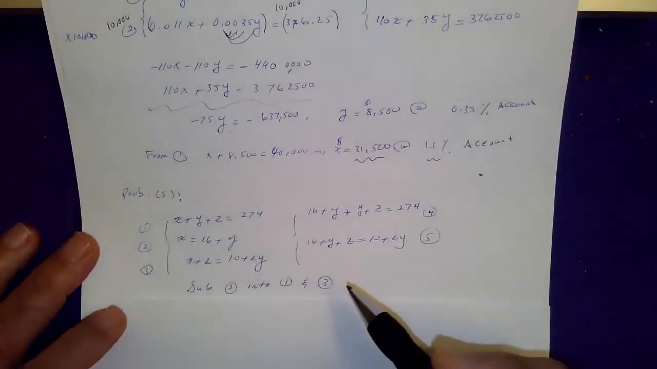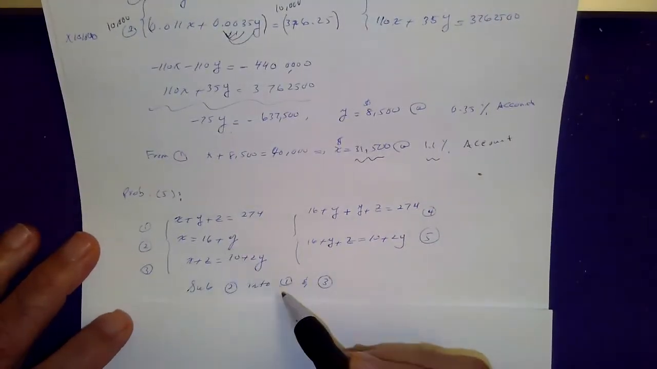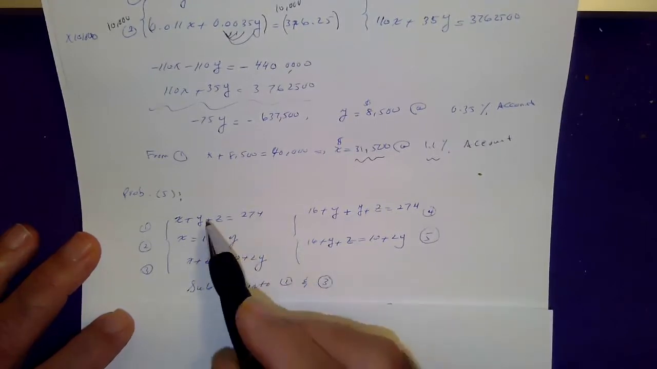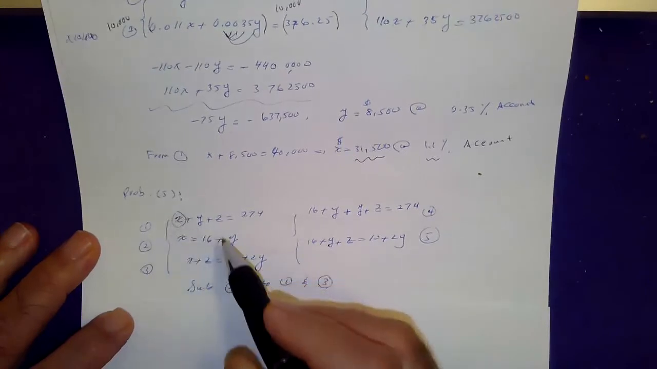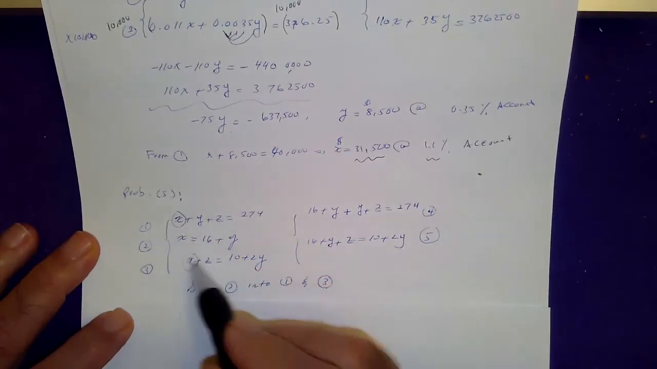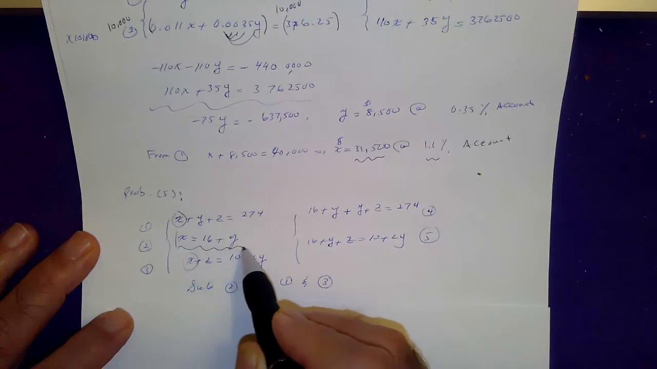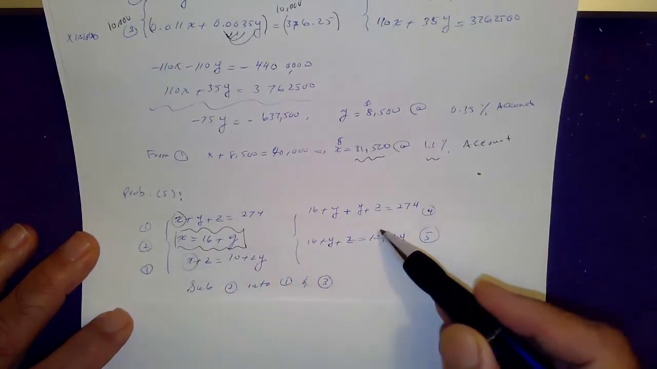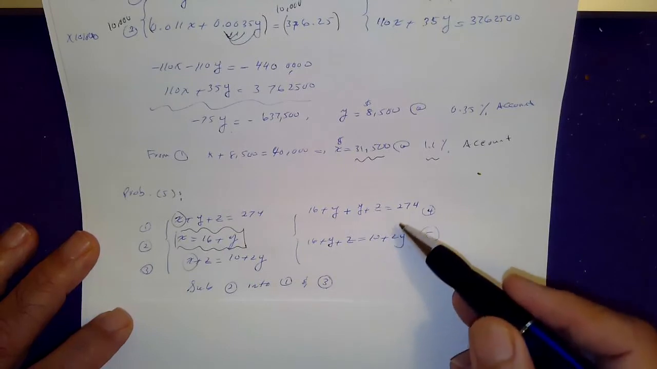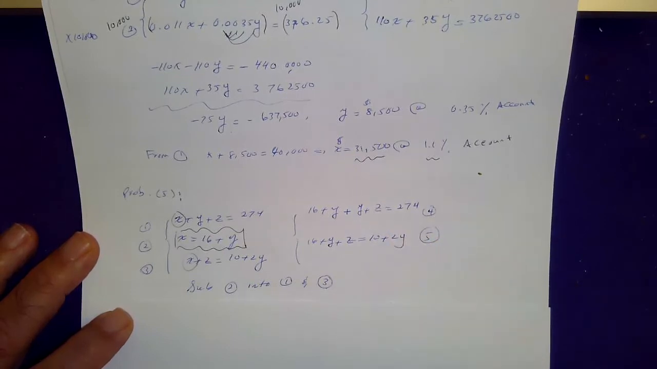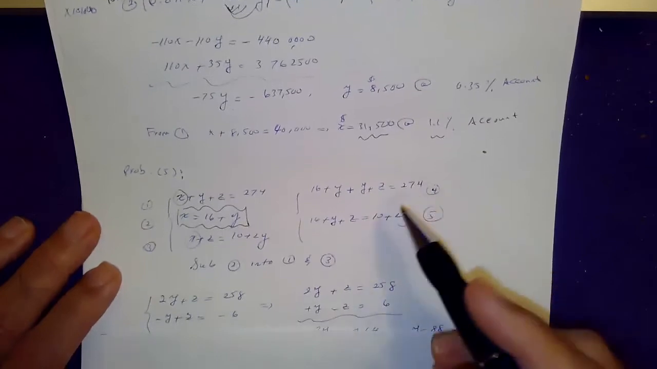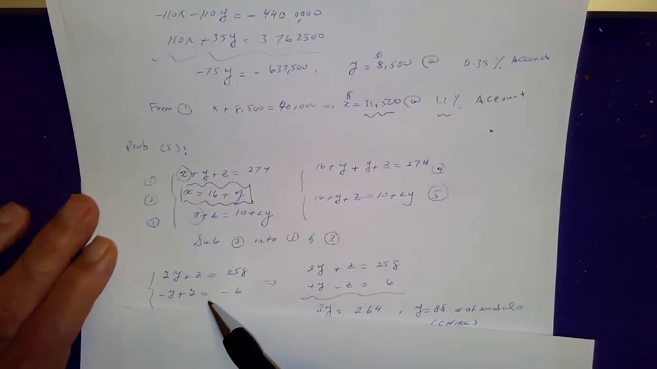What I did, I substituted equation number 2 into equations 1 and 3. So I went to equations 1 and 3, and I replaced the X's with 16 plus Y, and this is what I came up with. So no more X's. So now this takes us back to section 4.1, because now you have 2 equations, 2 unknowns. After combining like terms, you get this.